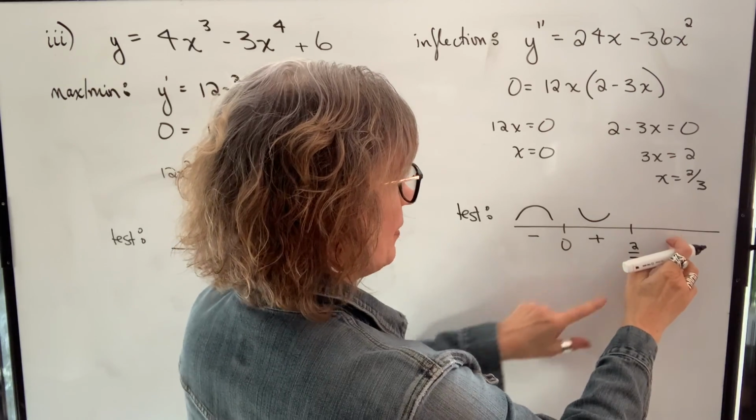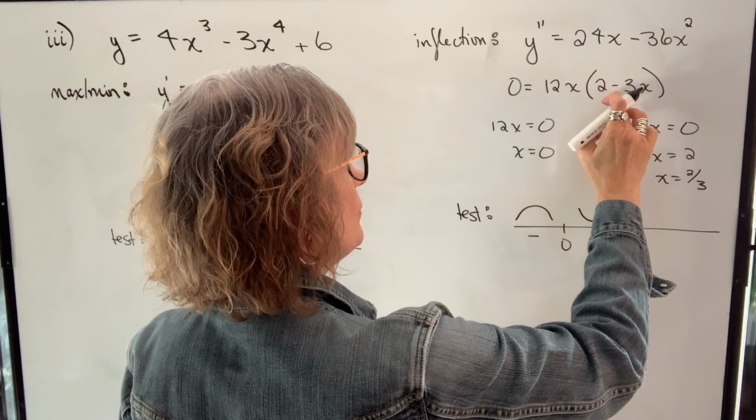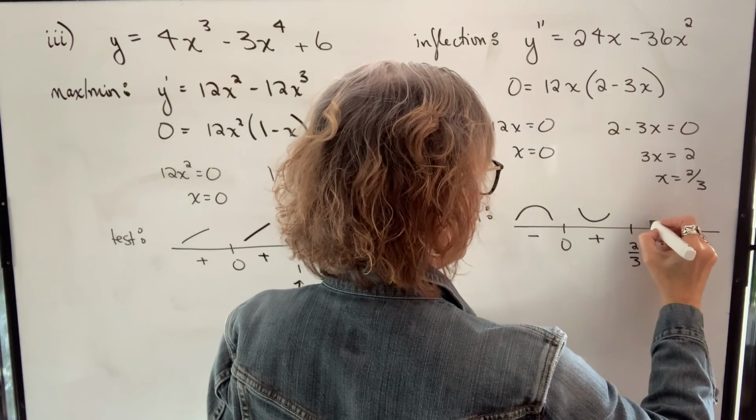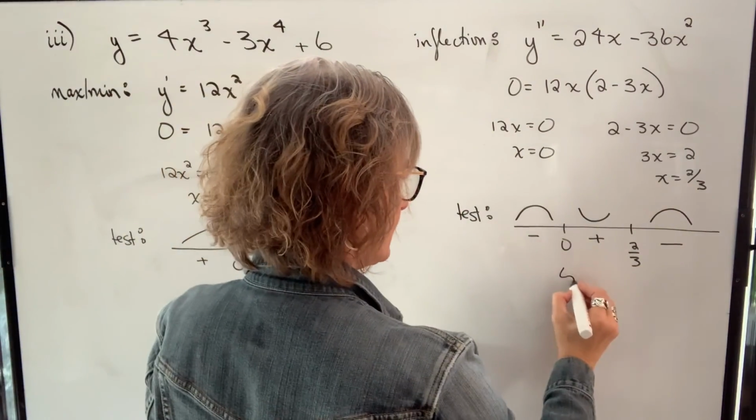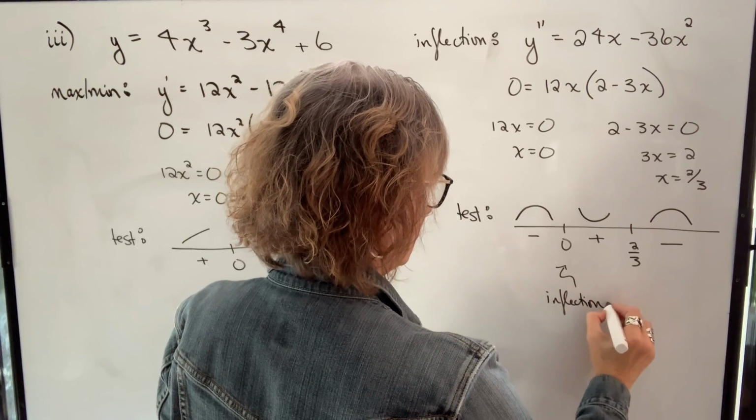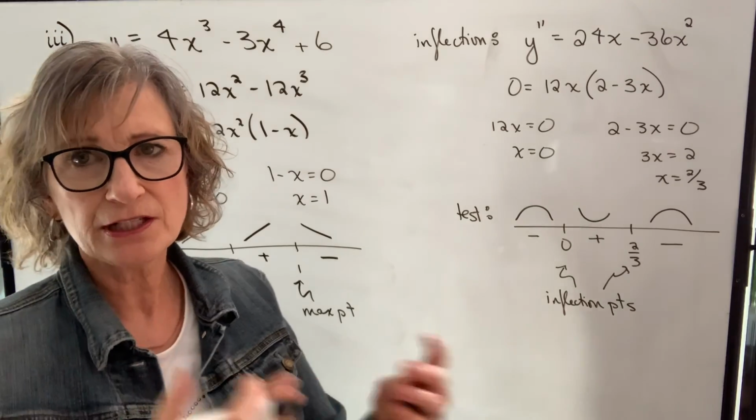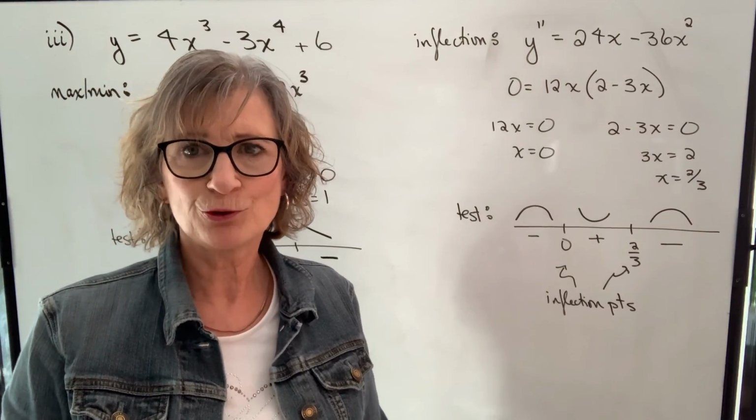And then let's pick the number 1 in this interval. 12 times 1 is positive. 2 minus 3 is negative. Positive times a negative is negative, so the concavity changed to concave down. So we do know that this is an inflection point, and so is this, because the concavity changed on either side. Now we'll find the corresponding y values, and then we'll draw the graph.